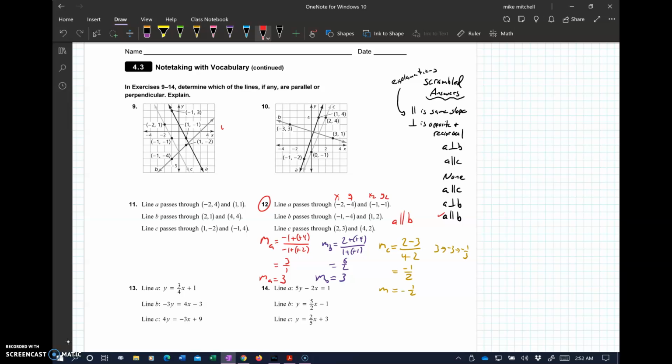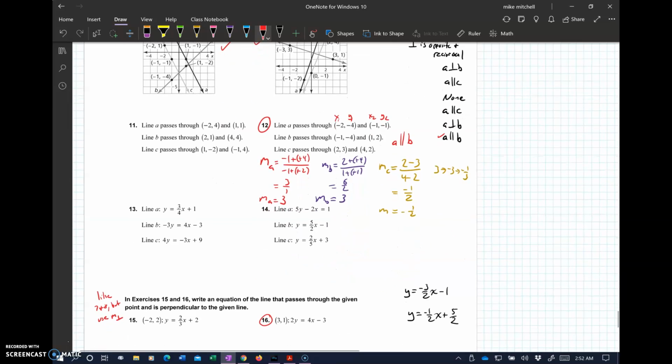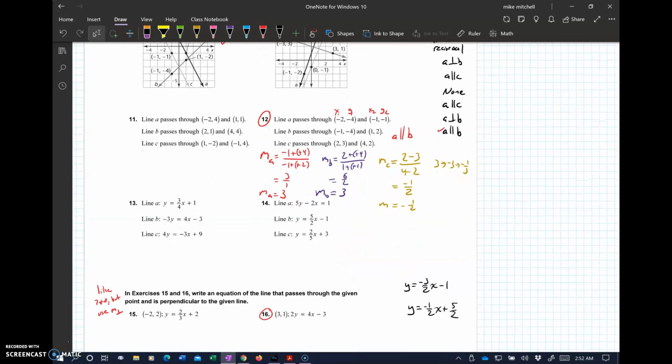So these other ones, you get the slopes up here. You just get the slope a little bit different. You still analyze it the same way. Same thing down here on 13 and 14. Most of these look pretty easy to get into y-intercept form. You can see the slope of line A here is 3/4.